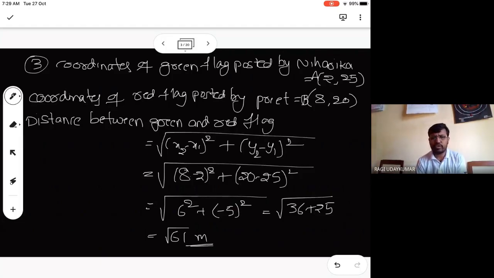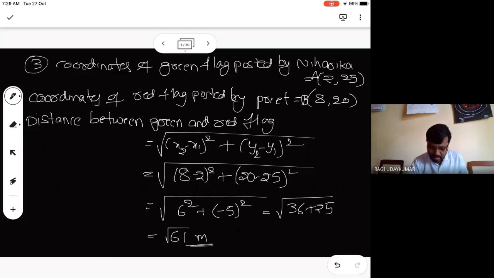Yes, there is a possibility. Isn't it? Is there a possibility? They can give like that also. So next, it is done. Next question, what is it asking?